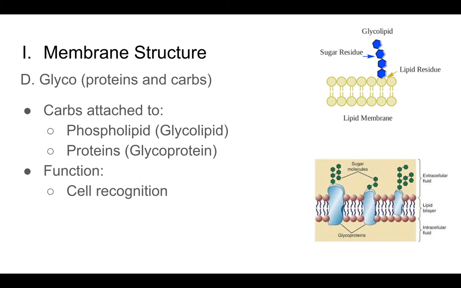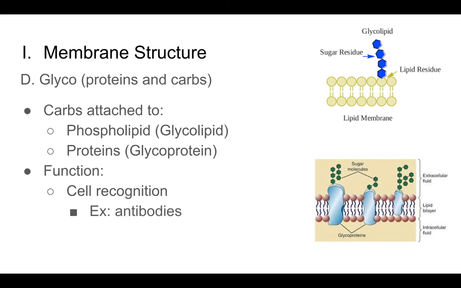So, your glycolipids and glycoproteins can function in the immune system as cell recognition, as identifying your cells as belonging to you in the hopes that your immune system doesn't attack your own body. It doesn't always work perfectly, which lays the basis for autoimmune diseases, but we'll save that conversation for another day.